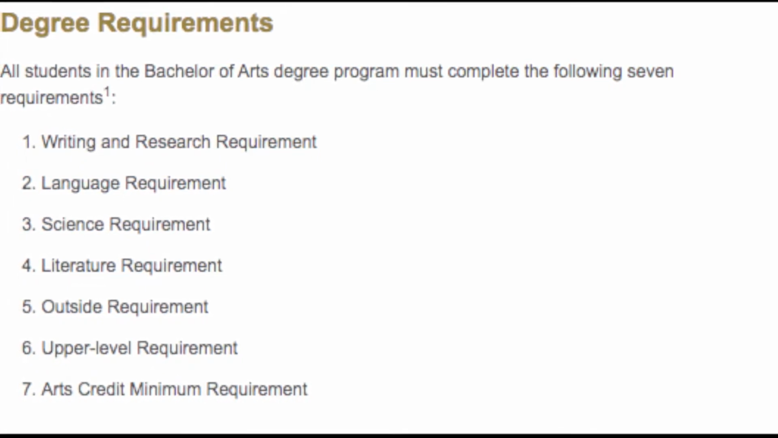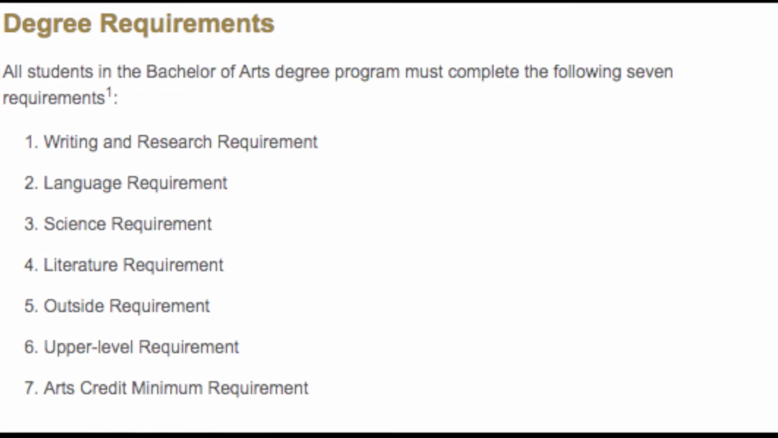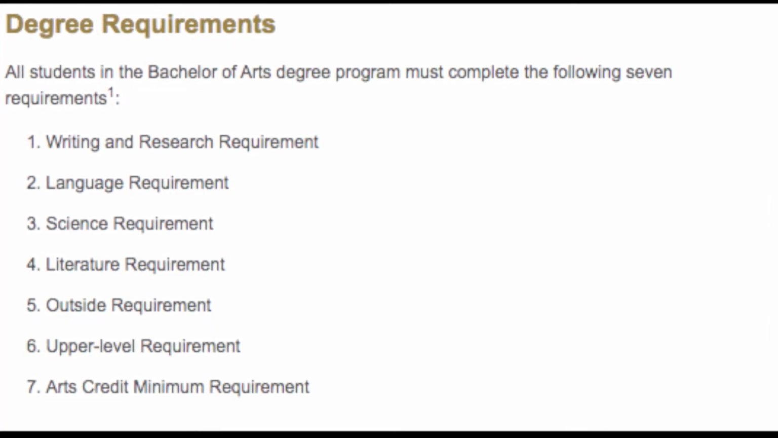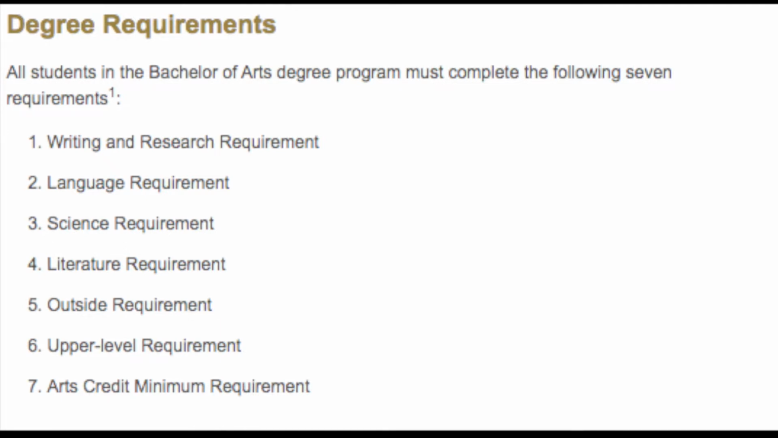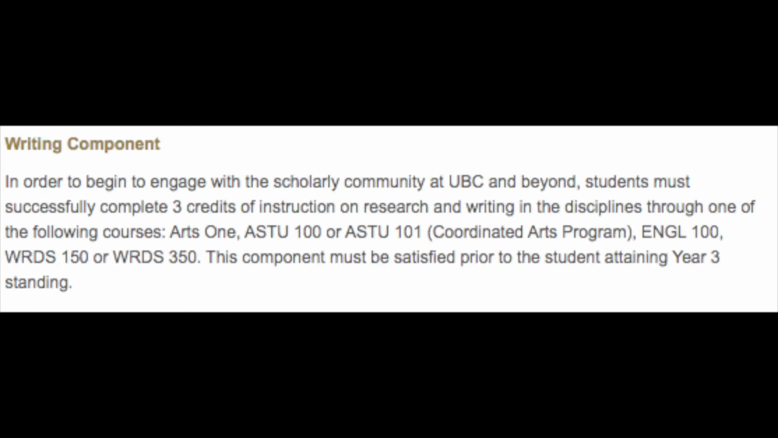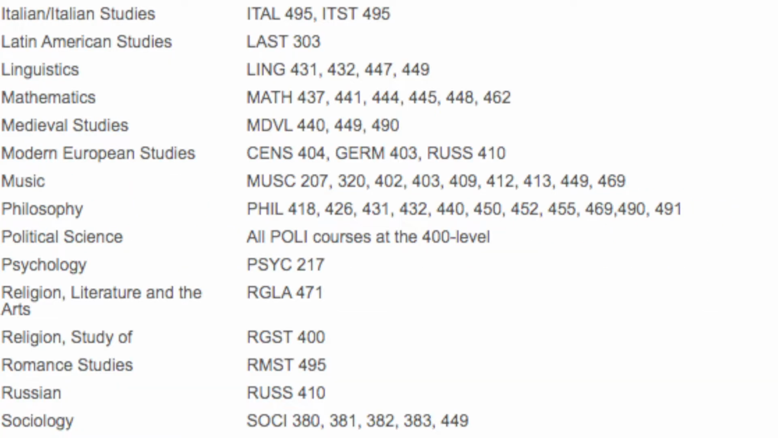There is a writing and research requirement, language, science, literature, outside, upper level, and an arts credit minimum requirement. So the first thing we're going to look at is the writing component, which is either having to complete Arts 1, ASTU 100, ASTU 101, English 100, WRDS 150, or WRDS 350. This all has to be done before you reach your third year. Now that's only the writing portion of the writing and research section.